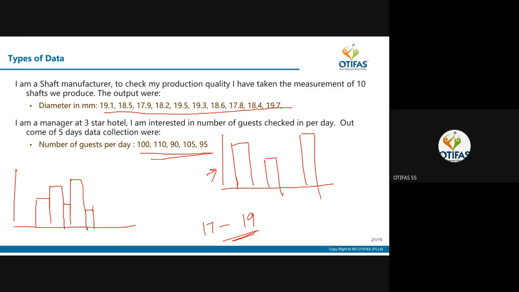Maybe like this. So what do you call this graph? Histogram. Now tell me, what is the difference between a histogram and a bar graph?